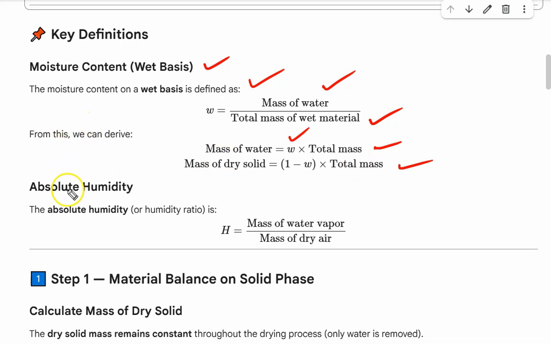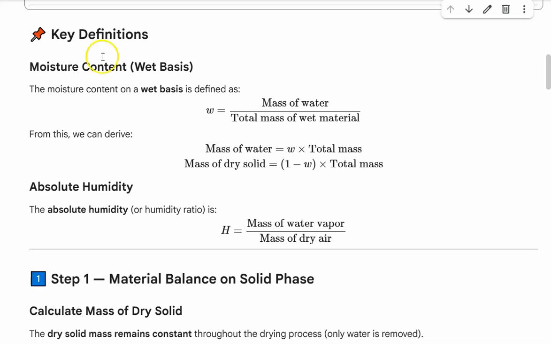Another definition we have to remember: what is the absolute humidity? Absolute humidity, or humidity ratio, is mass of water vapor per mass of dry air. So we have to remember this definition, and based on that we will do mass balance on the solid phase, on the dryer.